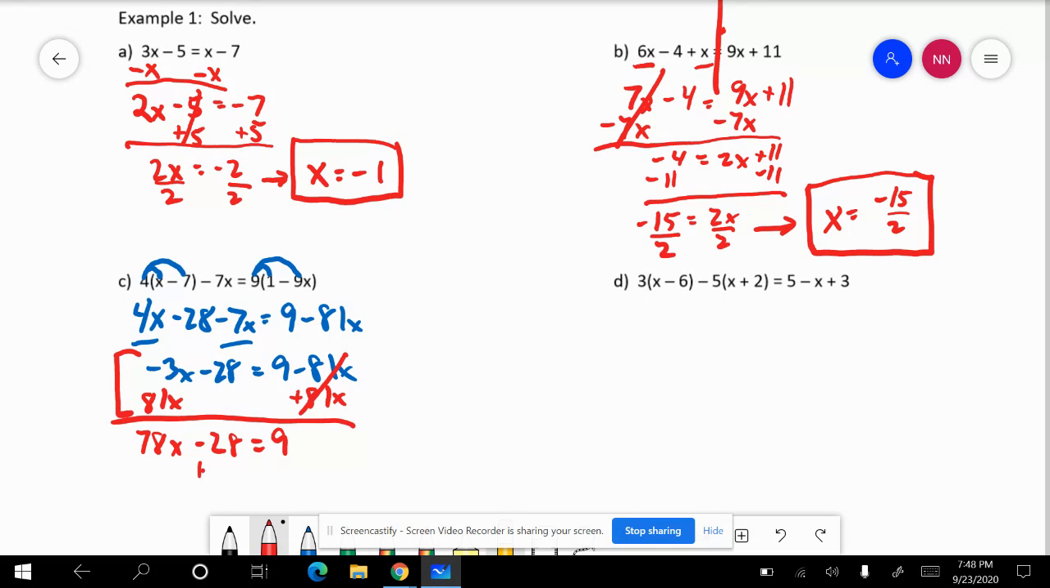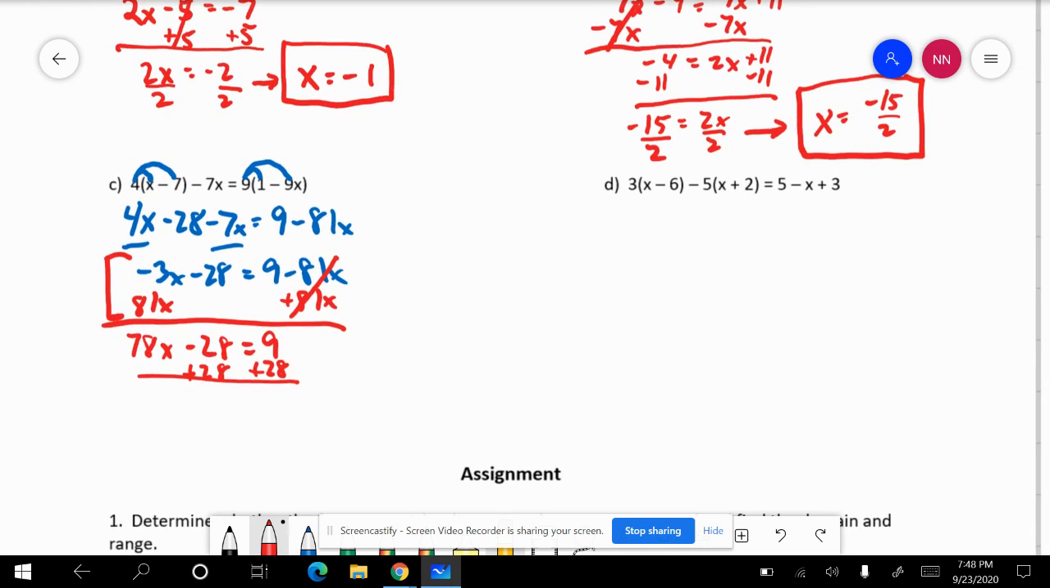I'm going to add the opposite. So I add 28. And when I do that, I get 78x is equal to 37. I divide by 78 in order to isolate the variable. And that gives me an answer of x is equal to 37 over 78.